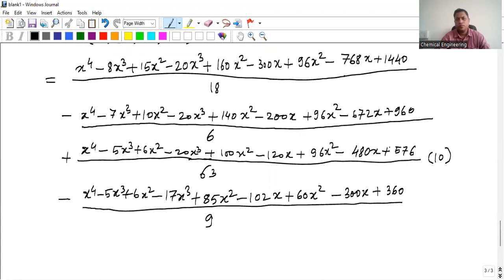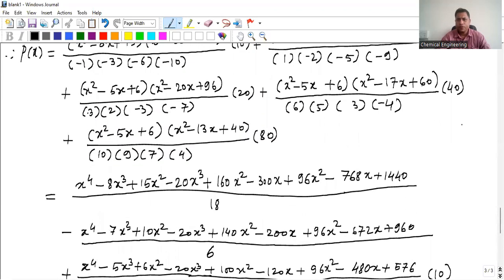Yes, sir. See here, if I cancel this 4, then I'll be having 10 here. If I cancel this 5, then I'll be having 2 here. And if I cancel this 2 from here, I'll be having 3 here. So 3 3s are 9. So that means in the denominator, I'll have 9.